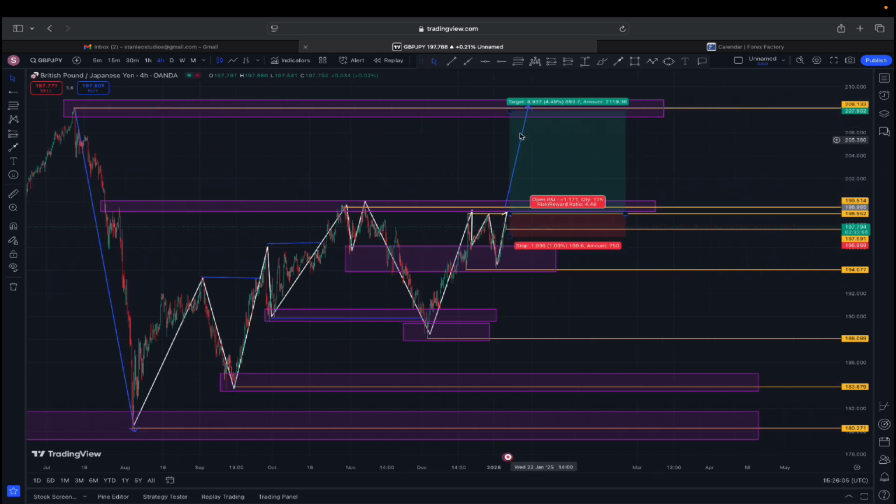So that is it for the analysis. This is a simple analysis that I have made. I actually add a lot of stuff to make my analysis.